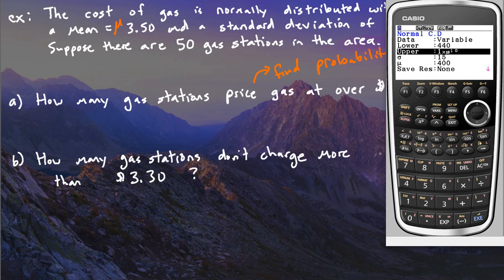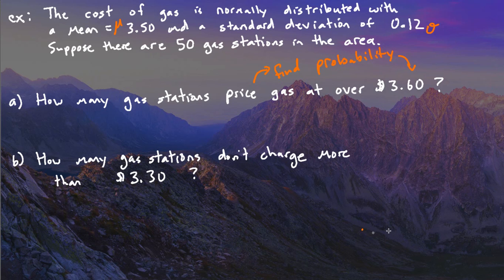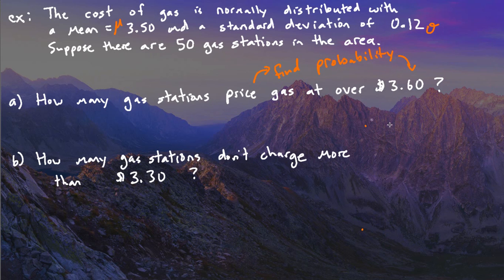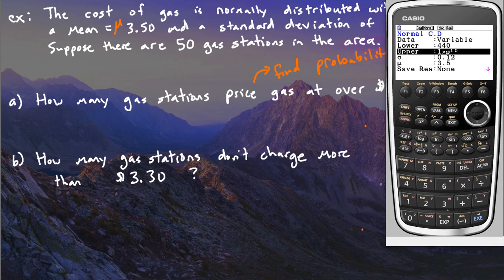So I'm just going to switch all this information up. All this stuff is a lot of calculator work, really. So our standard deviation was, what was it? 0.12. And our average was 350. We will remember this as dollars and cents. Now I want gas over 360. So my upper bound, they could charge $1 million if they wanted. Not probable, but they could. But our lower boundary is going to be that 360.